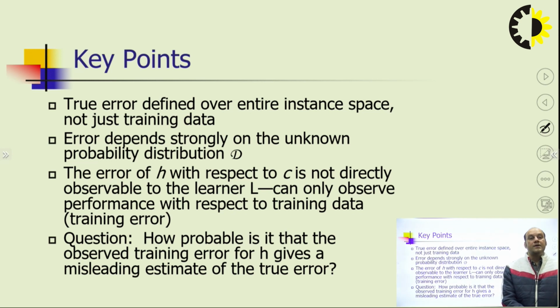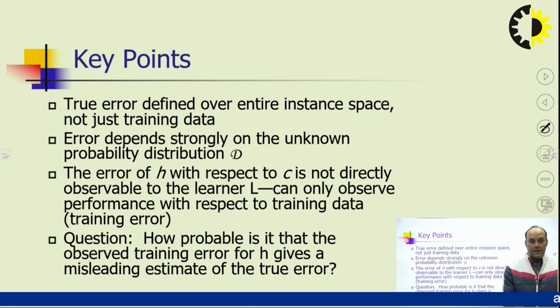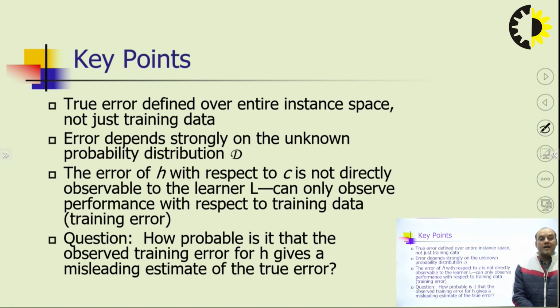Second point to keep in mind is that this error depends strongly on the unknown probability distribution D. The error of H with respect to C is not directly observable to the learner. The learner does not know what error is going to come out, and also does not know what concept is going to be implemented. The error of H with respect to C is not directly observable to the learner L, which can only observe performance with respect to training data.